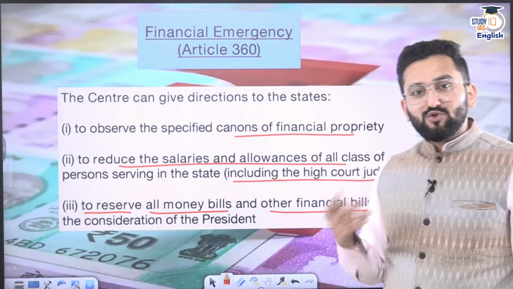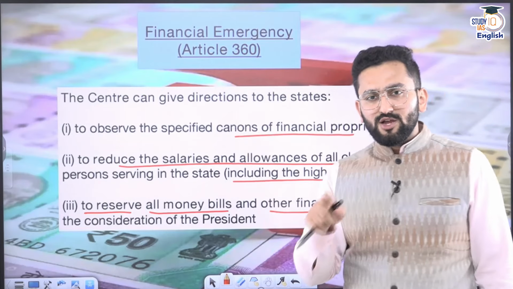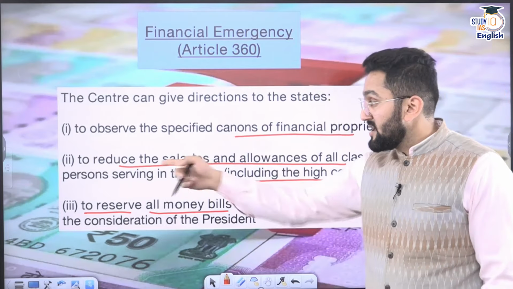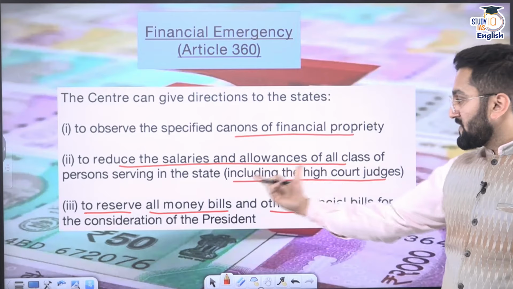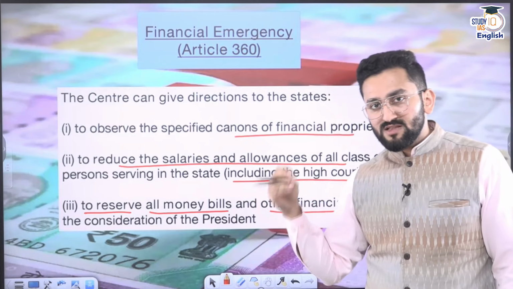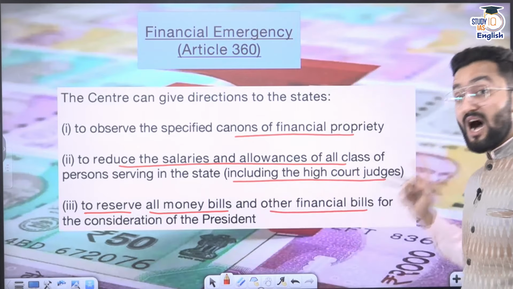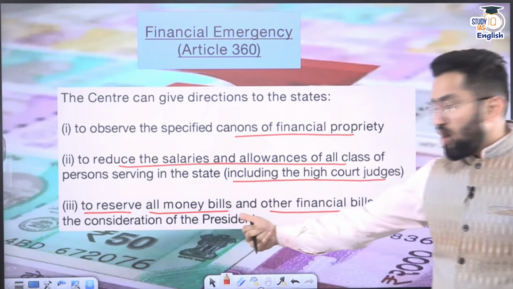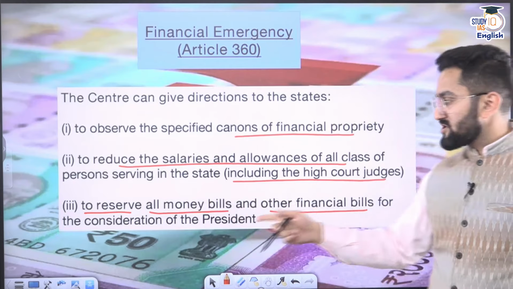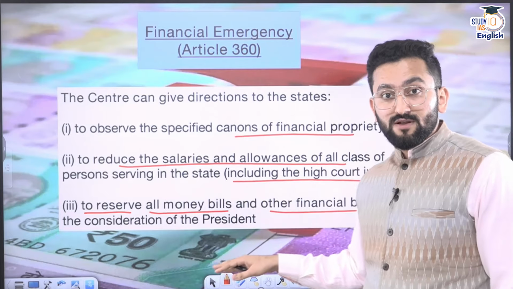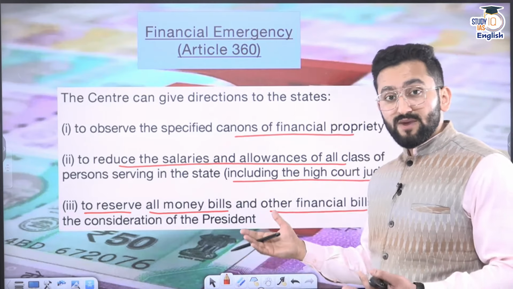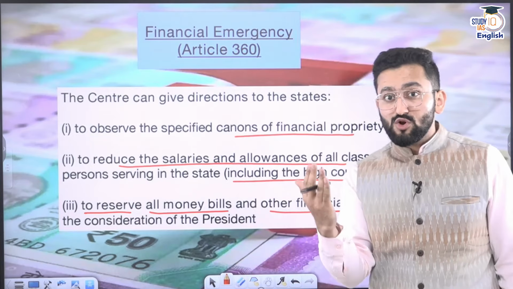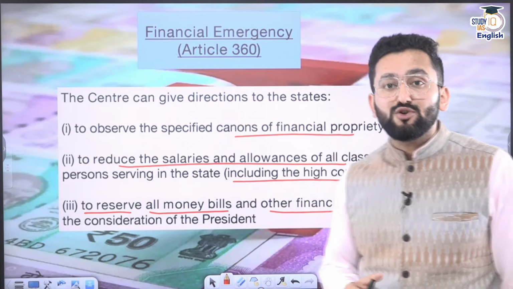If financial emergency is imposed, what is going to happen? Then the center can say, you have to ensure the canons of financial propriety. It means save wherever you can. Second, reduce salaries and allowances of every class of civil servant, means government employees, including high court judges, because we are talking about states, right? Third, to reserve all the money bills and other financial bills for the consideration of the president. If you want to bring some money bill, because we are already in financial emergency, you have to reserve it, where the president is going to see whether it is fine to continue that or not.